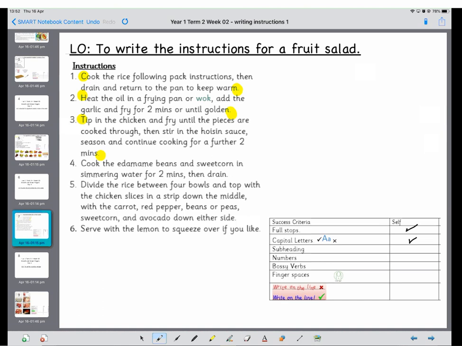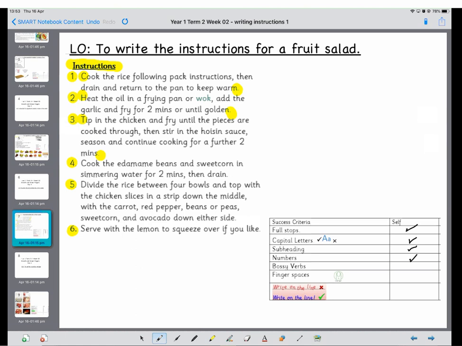Now, we're looking for a subheading, and the subheading is underlined at the top. It says instructions to make it clear what it is, so they've managed to get one of them as well. Now, numbers are the next feature. Can you spot the numbers? Bet you did. They're right at the beginning and they're indented so that you can see where the information continues. So that's been done as well.